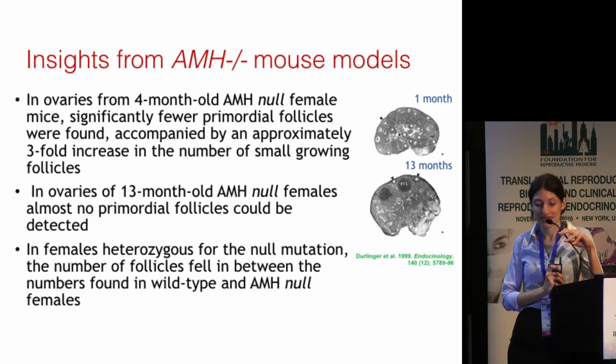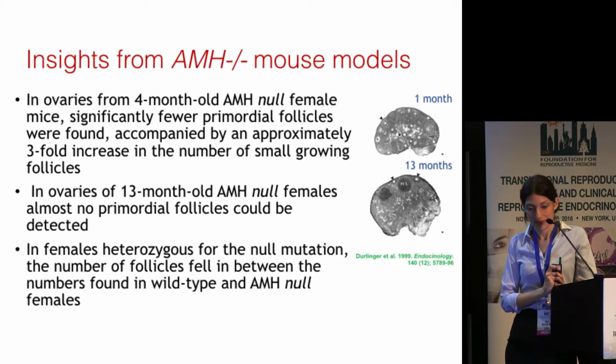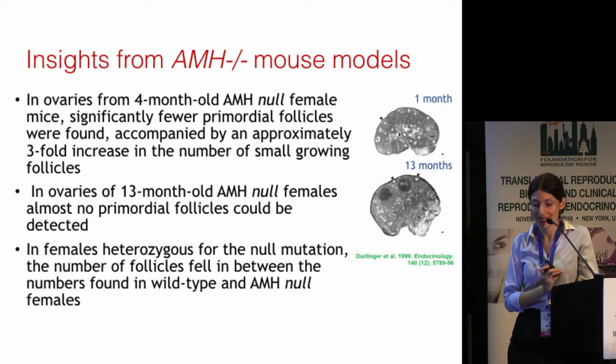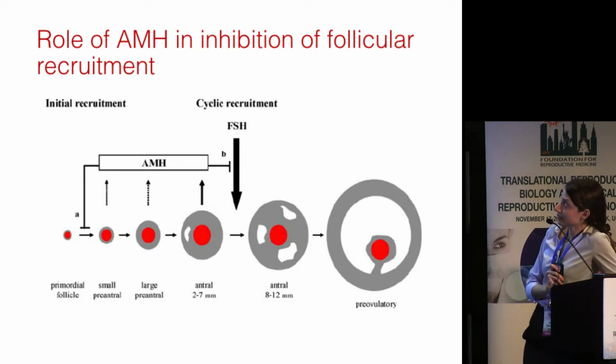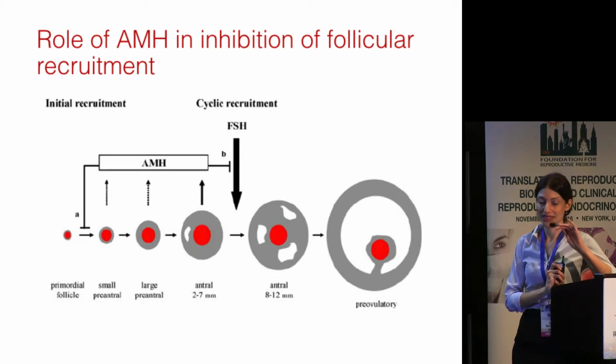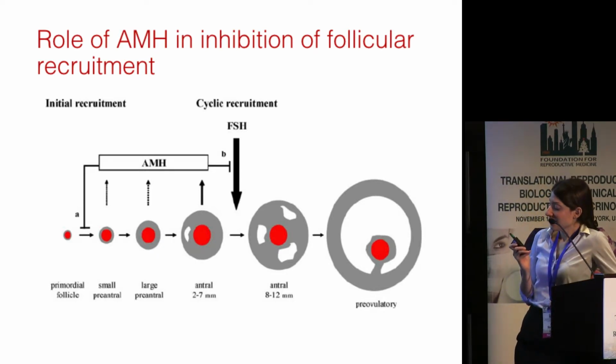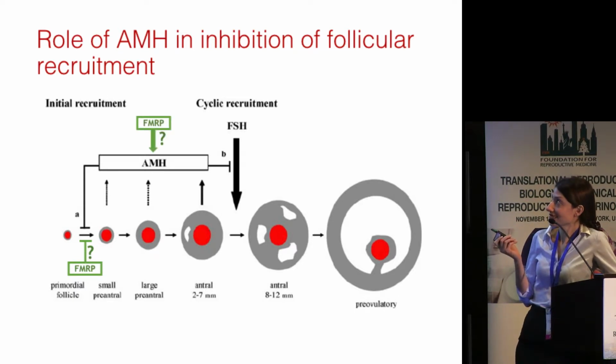This suggests that AMH, in a dose-dependent manner, inhibits the recruitment of primordial follicles, such that in its absence, there is premature depletion of primordial follicles. And this is the current model of the role of AMH in inhibition of follicular recruitment. And evidence with FMR suggests that it may also be functioning to prevent the recruitment of primordial follicles. So it can act independently or it can act together with AMH.